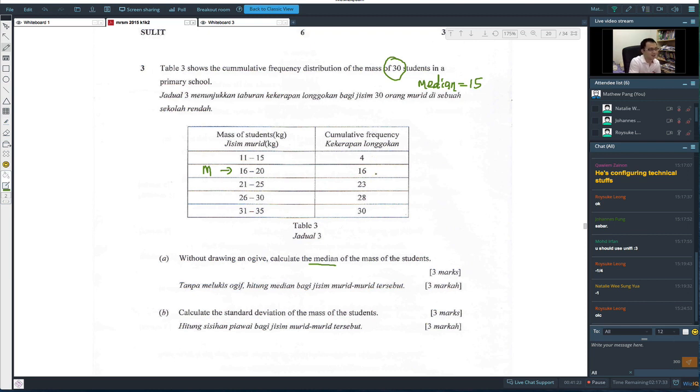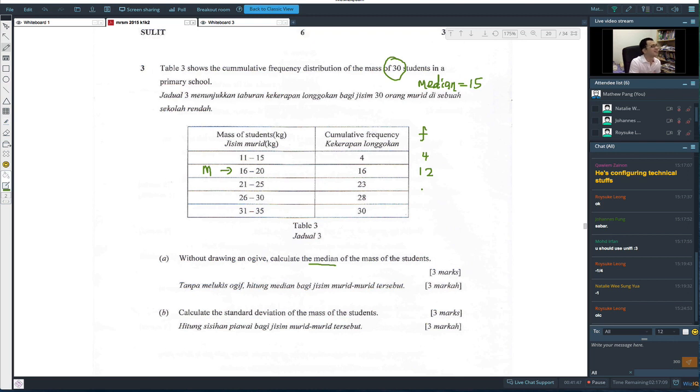However, because this is cumulative frequency, I will try to find out the frequency first, because I want to make this question less confusing. So what I want to do is I will subtract them. The first one is 4. The second one is 16 minus 4, which is 12. This one is 23 minus 16, which is 7, isn't it? Yeah, it will be 7. This one minus this one will be 5. This one minus this one will be 2.